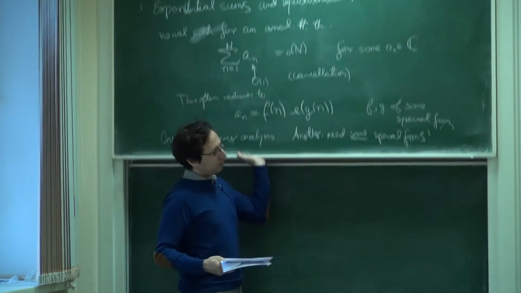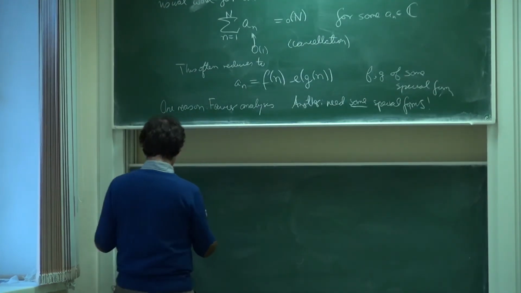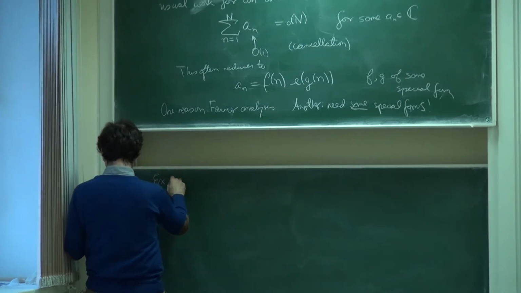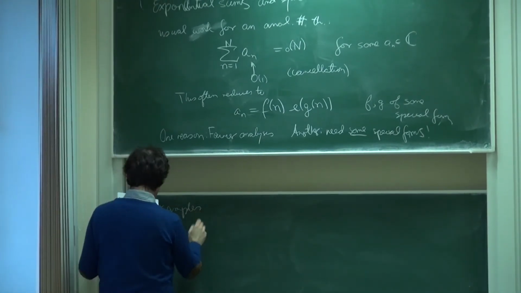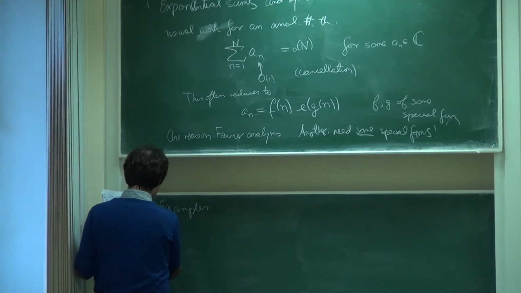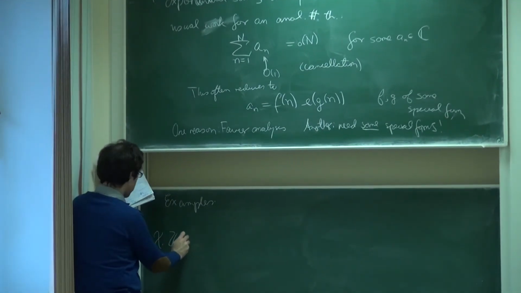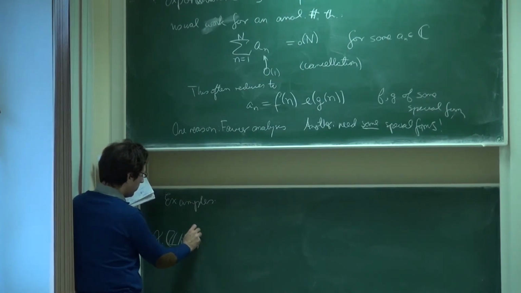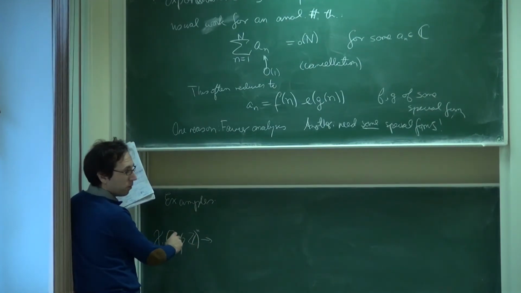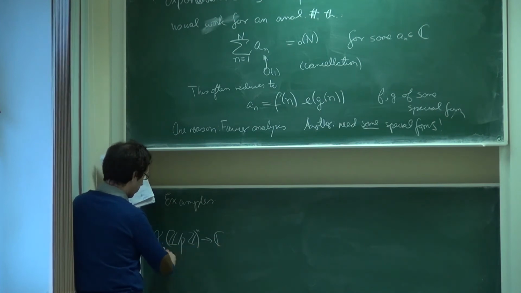So what are some examples? One example would be a character sum. So a character, I remind you, a multiplicative character, is just a multiplicative map from the multiplicative group of Z modulo pZ to the complex numbers.